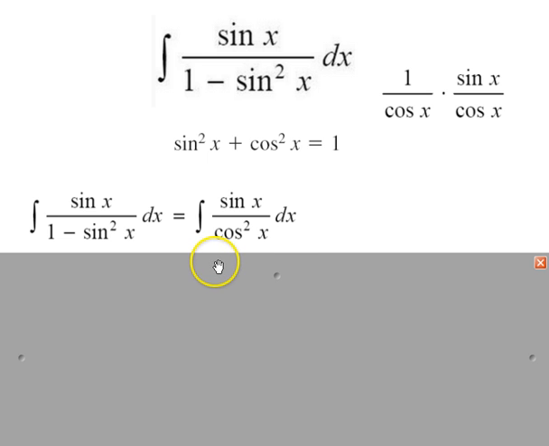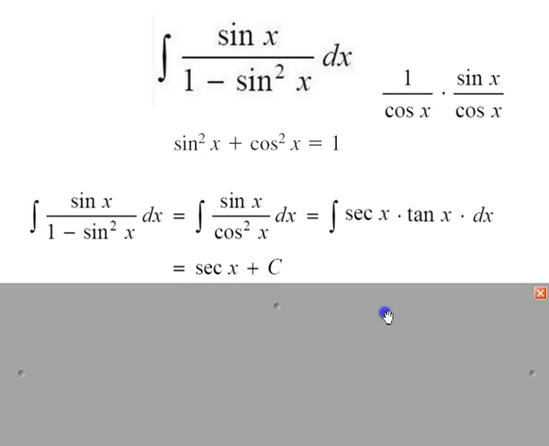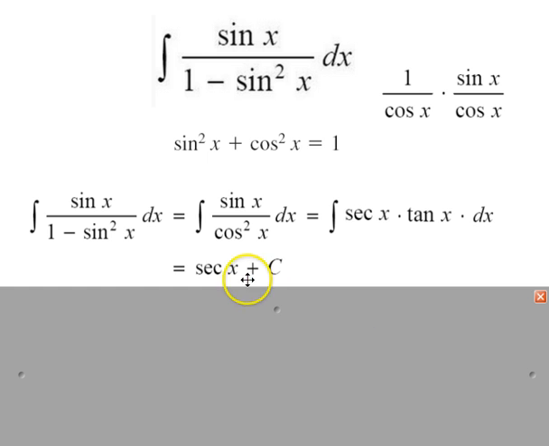And what's the point of that? Well, the point of that is the fact that it then becomes 1 over cosine is secant x, sine over cosine is tangent. And if you remember, that is actually the answer to one of your trig derivatives. The derivative of secant x is secant tangent. Don't forget your plus c.